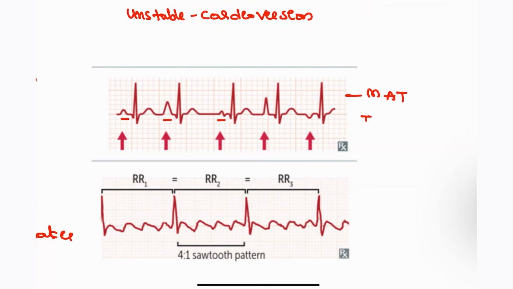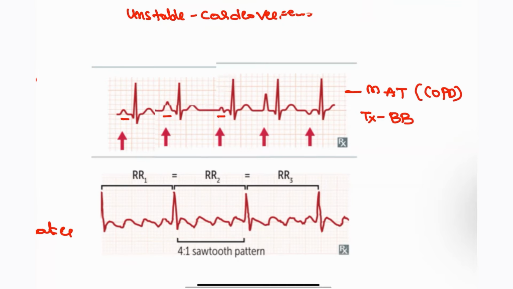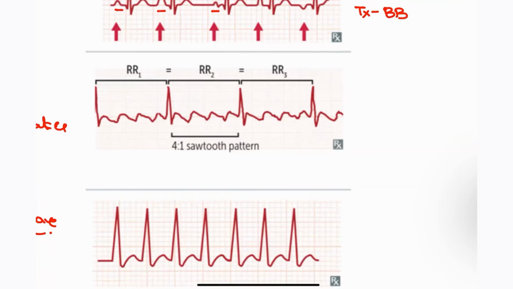For this patient, the treatment of choice is beta blockers, and most commonly this is associated with the COPD patient. Okay, pneumonia, COPD, heart failure patient. Next, this is the sawtooth appearance. Sawtooth appearance is seen in atrial flutter. Here also beta blockers are the treatment of choice.